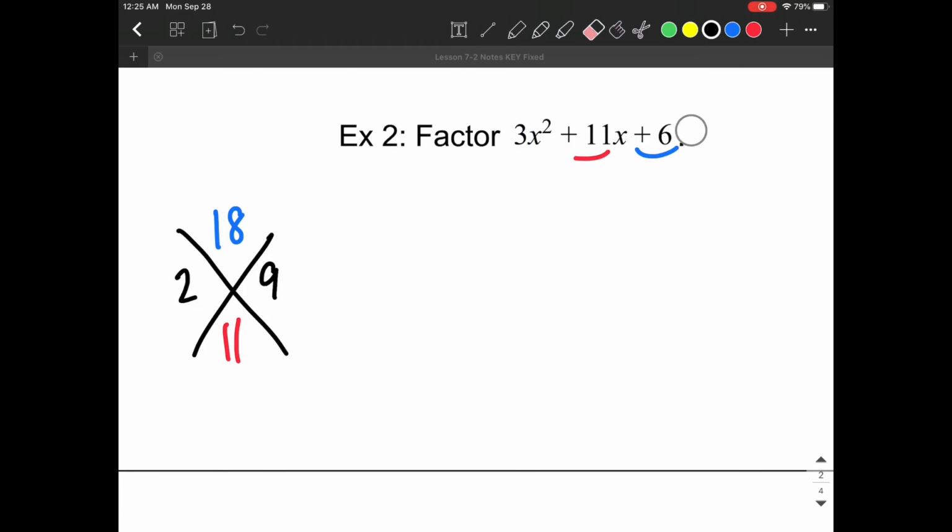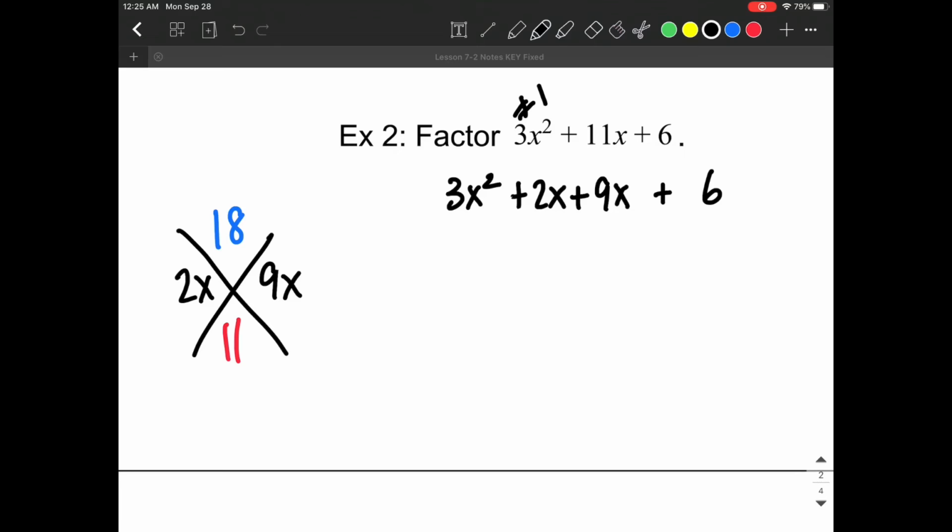Now I know that this is not going to tell me directly factored form, since a is not equal to 1. This is going to tell me expanded form. So I know 2x plus 9x is how I can break down this 11x. I know the first term, 3x squared, is the same, 6 is the same at the end, but 11x becomes plus 2x plus 9x. So instead of 11x, I have plus 2x plus 9x. I got that from here.